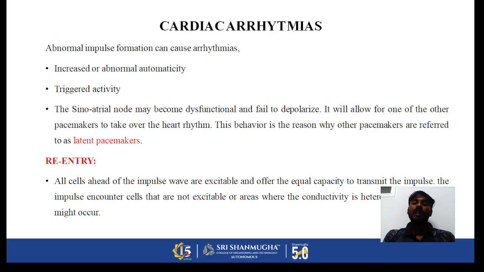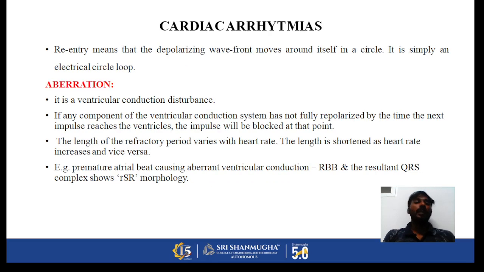Re-entry: all cells ahead of the impulse wave are excitable and offer equal capacity to transmit the impulse. If the impulse encounters cells that are not excitable, or areas where the conductivity is heterogeneous, re-entry might occur. Re-entry means the depolarization wavefront moves around itself in a circle. It is simply an electrical circle loop. Aberration is a ventricular conduction disturbance.